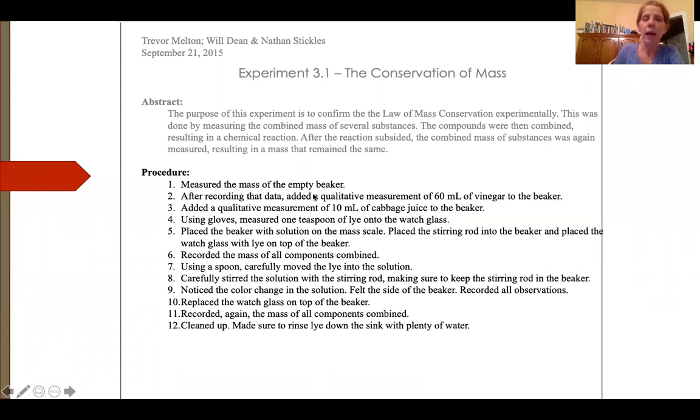After recording that data, added a qualitative measurement of 60 milliliters of vinegar, added a qualitative measurement of 10 milliliters of cabbage juice. You can just see all of the procedural steps have been changed to the past tense. That's really all that's different, unless you've made some changes to the procedure in the actual experiment. But it's really just changing the procedure from the pre-lab to be in the past tense.